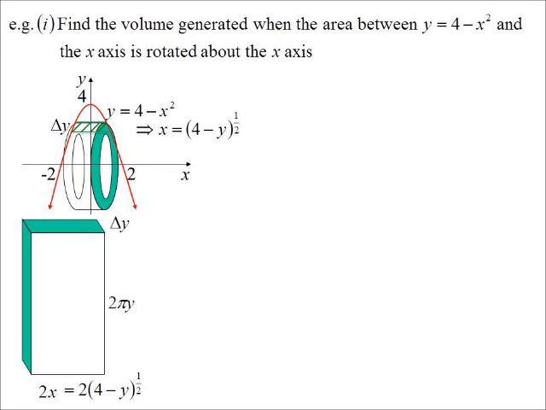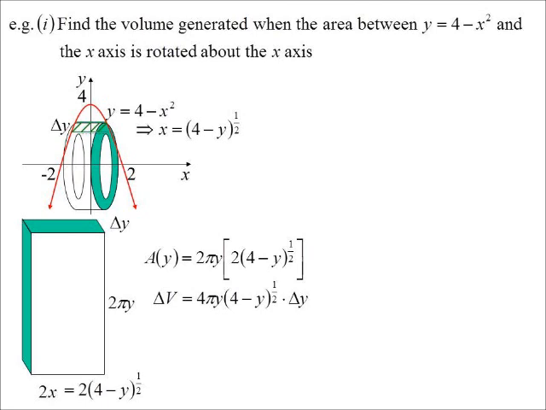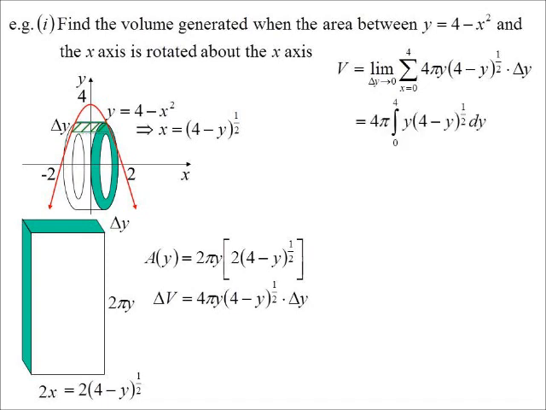And the circumference will be 2 pi the radius. The radius is the y value in this case. So I get 2 pi y. So my area function, 2 pi y times 2, 4 minus y to the half. So I have my volume element. We're going to be summing, and it's the y values we're summing, so we're going from 0 to 4. And so here's my integral to do. 4 pi, the integral from 0 to 4 of y, 4 minus y to the half.